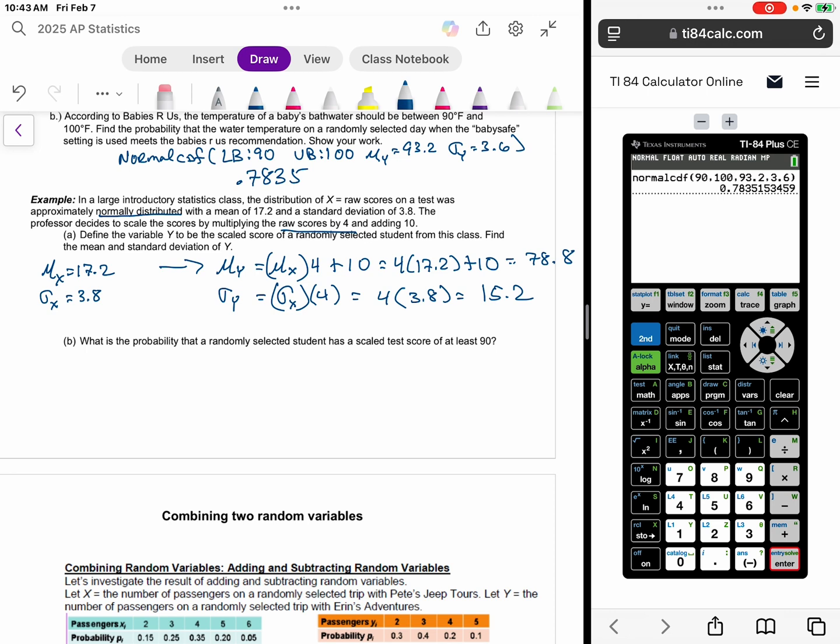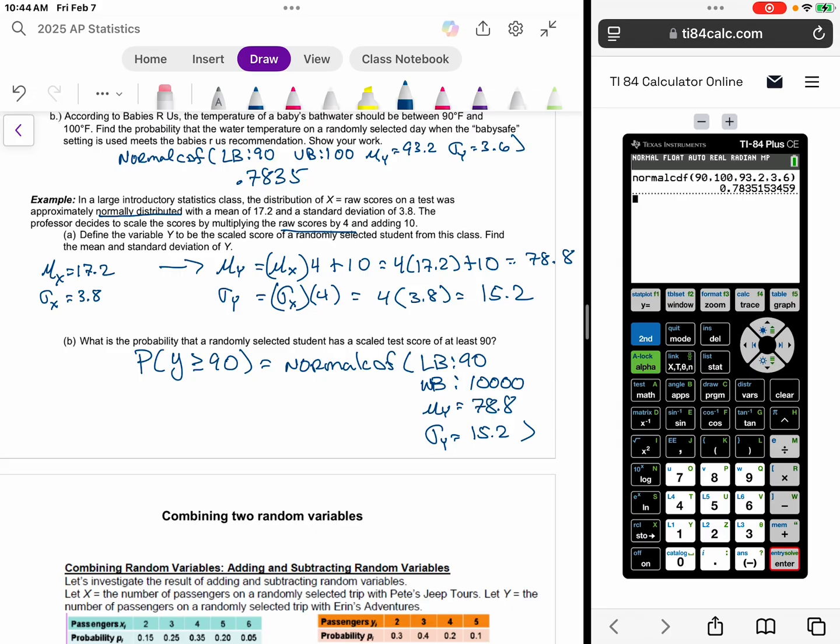What is the probability that a randomly selected student has a scaled score of at least 90? So what's the probability that Y is greater than or equal to 90? Well, that's going to be equal to a normal CDF. Lower bound is 90. Upper bound, even though we can't get above 100%, I'm just going to put 10,000. Our mean of Y is equal to 78.8, and standard deviation of Y is equal to 15.2.